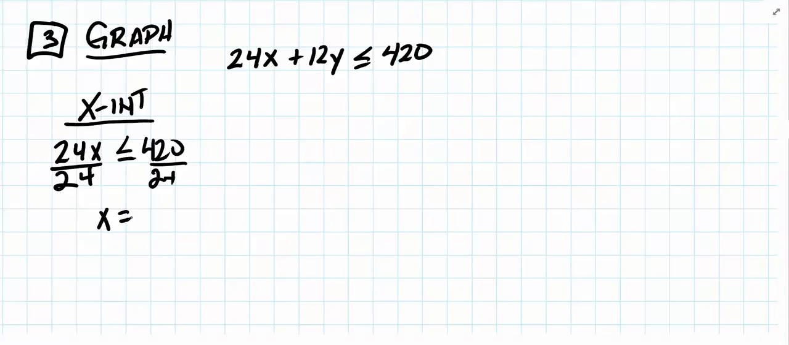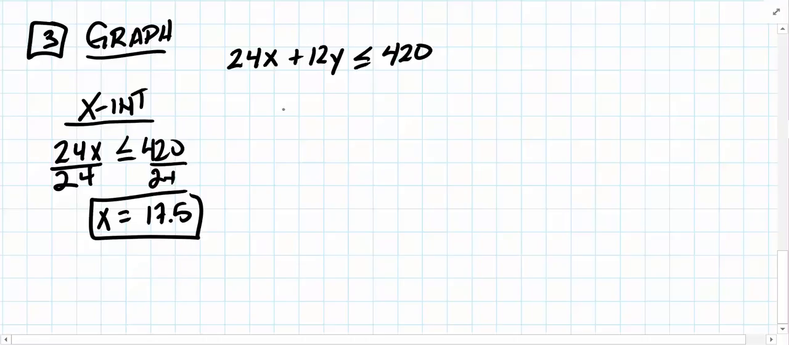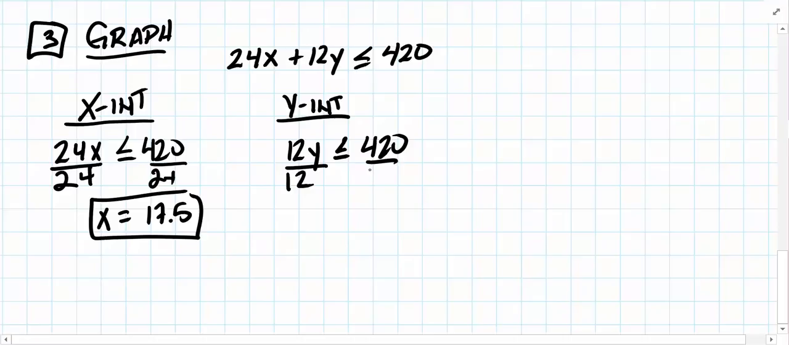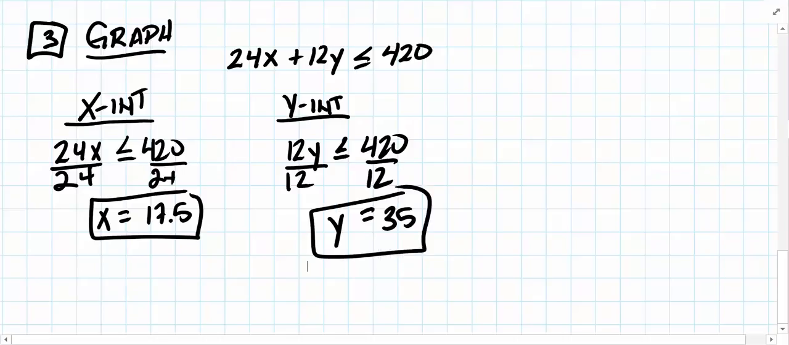So that's my x-intercept. How do I get the y-intercept? Let x be 0. So I would have 12y is less than or equal to 420. Dividing by 12, what do I get for that? y is equal to what? 35, right? Yeah, 35. Okay, good. So now that I have my x and my y intercepts here, I can go ahead and make a graph.